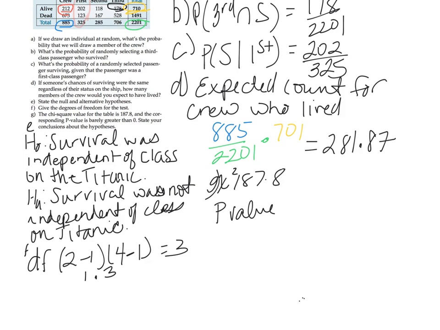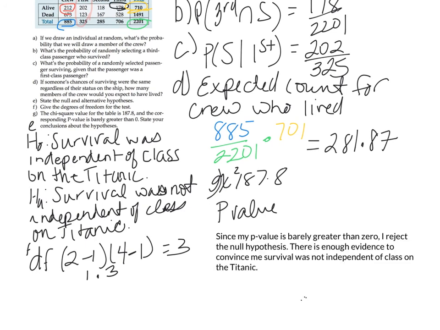What are our conclusions? Okay, I decided to spare you watching me type. Since my p-value is barely greater than 0, I reject the null hypothesis. There's enough evidence to convince me survival was not independent of class on the Titanic. And that's our conclusion. So I hope this helps you get through the homework for today and last night.